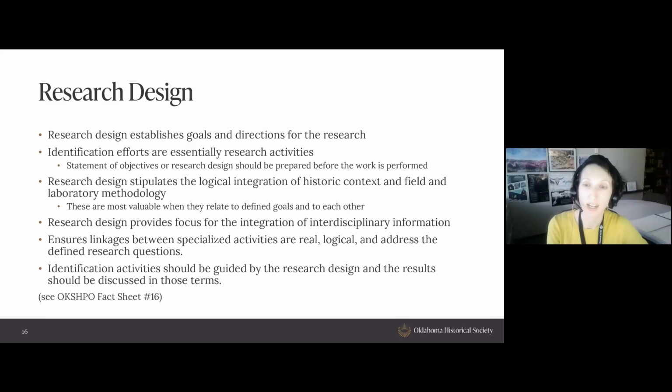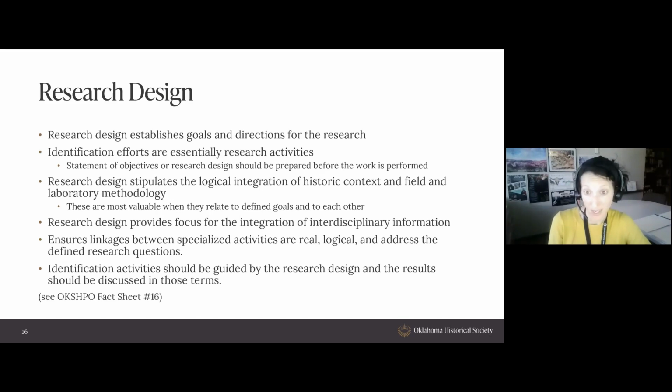Research design establishes the goals and directions for your research. Identification efforts are essentially research activities. The statement of objectives or the research design should be prepared before your work is performed. So you have your theory that you're putting into practice. Your research design helps you to think about the project, what your goals are, and how you're going to hopefully achieve them.